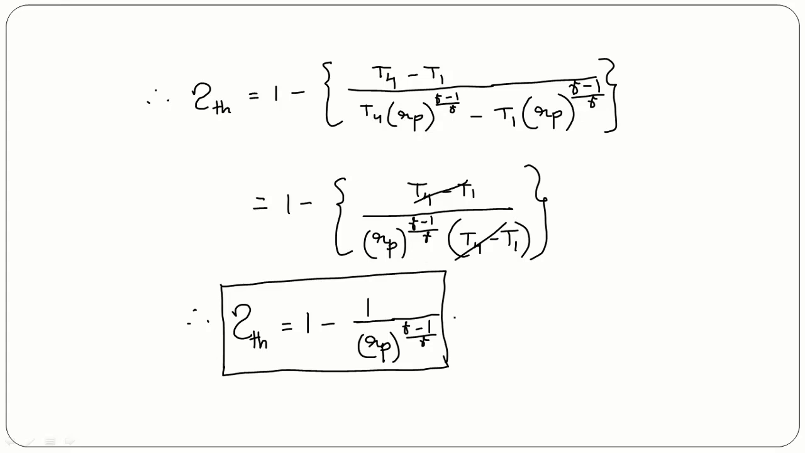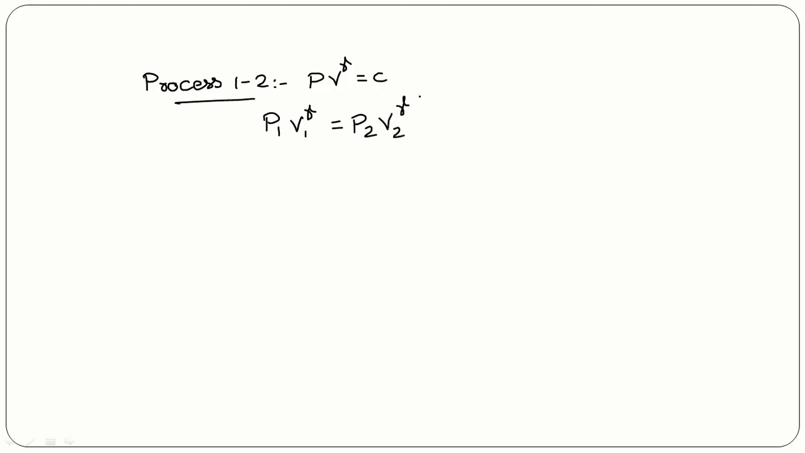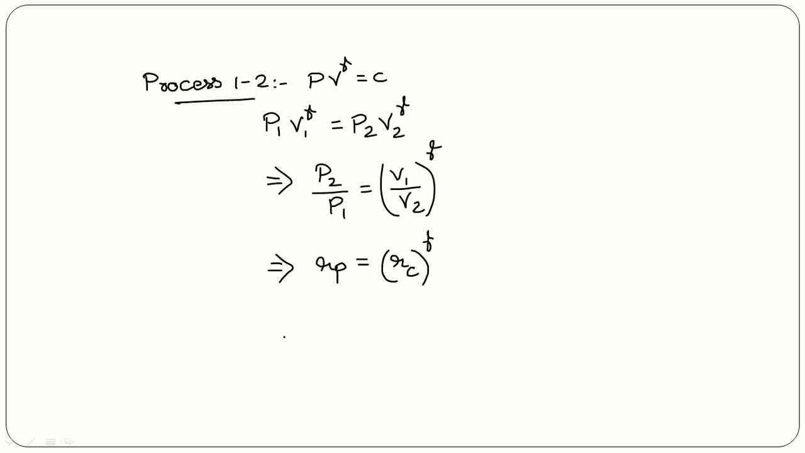Now we can also write this thermal efficiency in terms of compression ratio. See here, if we take process 1 to 2, process 1 to 2 is PV to the power gamma equal to constant. So from this we can write P1 V1 to the power gamma equal to P2 V2 to the power gamma, and P2 by P1 will be V1 by V2 whole to the power gamma. So P2 by P1 is nothing but the pressure ratio. So this will be equal to V1 by V2, the compression ratio, to the power gamma.